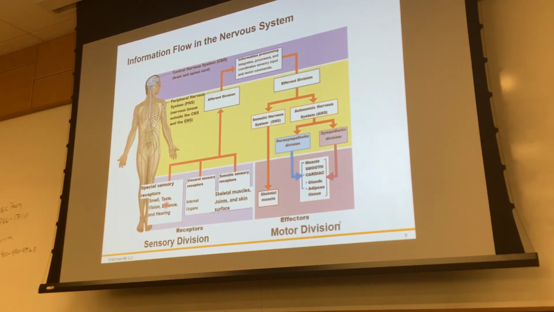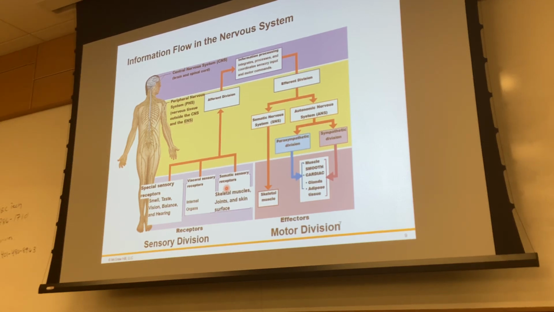And here's a different view of this. Again, there's the afferent division. I've shown multiple diagrams so that you get different views of this. When you're talking about the afferent division, there's the autonomic and the somatic nervous system. The one thing that I will say is that there's another way of classifying sensory systems and motor systems. So one way is there's special sensory receptors, visceral sensory receptors, and somatic sensory receptors.